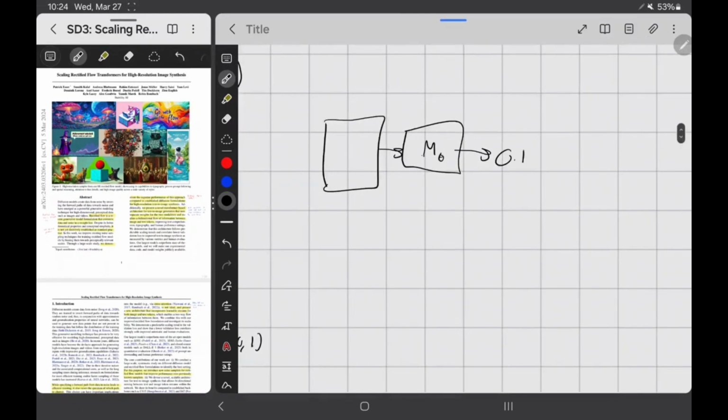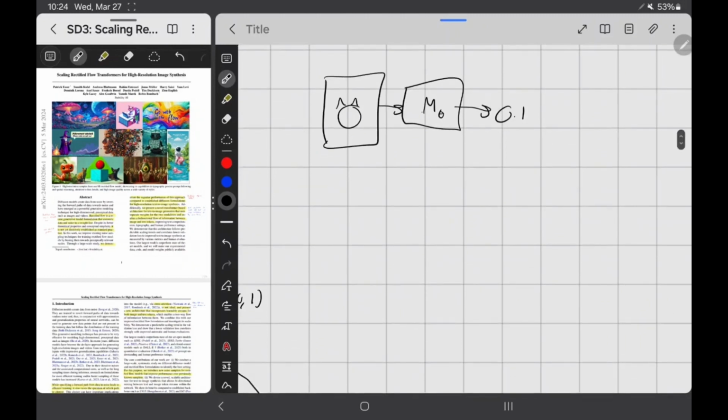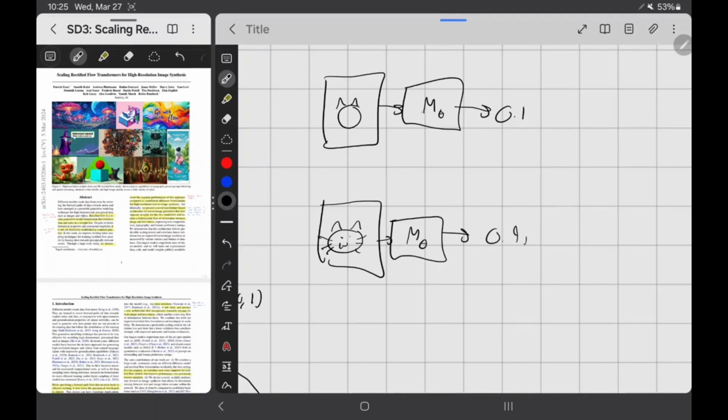And that probability is the probability of, say, that image existing. Say this will be like 0.1 because it's not an awesome picture. Maybe this is the best picture of a cat ever, and our model says this is, say, 0.99 or something like that. So this is the probability of just the image existing.